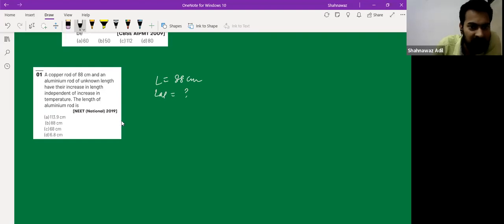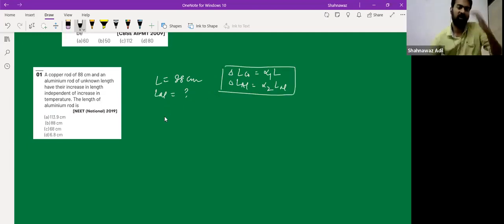But it is given that the aluminium rod of unknown length have their increase in length independent of increase in temperature. So this doesn't depend upon, let's say, delta L of copper doesn't depend upon delta T, right? So this is only dependent upon the coefficient of expansion. So let's say alpha and L, right? And you have this delta L of aluminium is some alpha 2 of L, we don't know, L aluminium, right? So you guys do this question, okay?